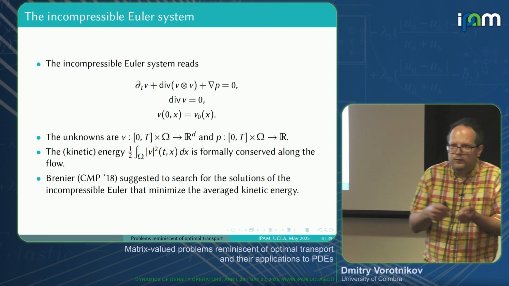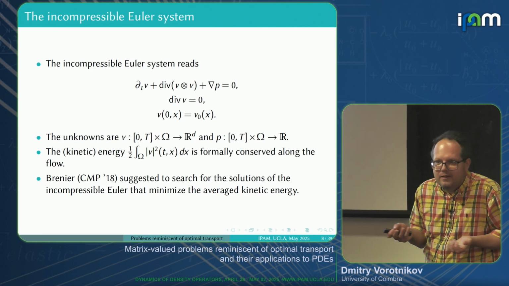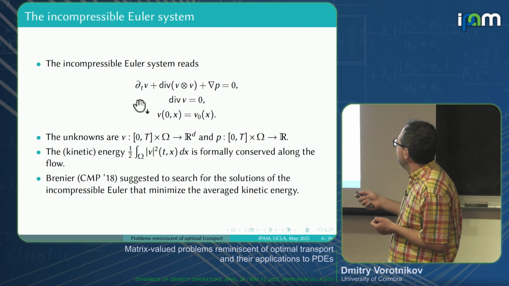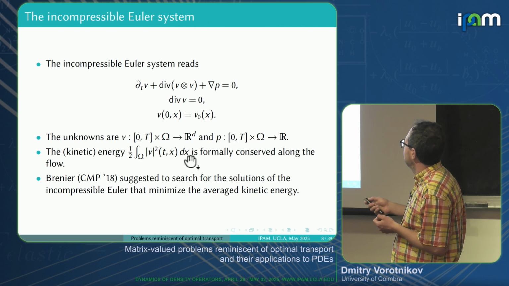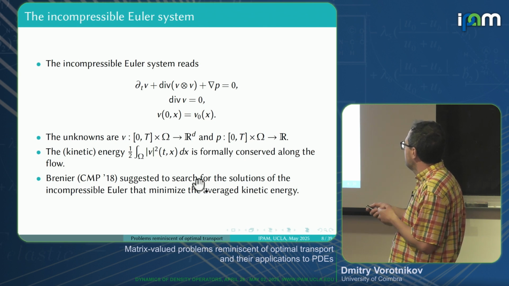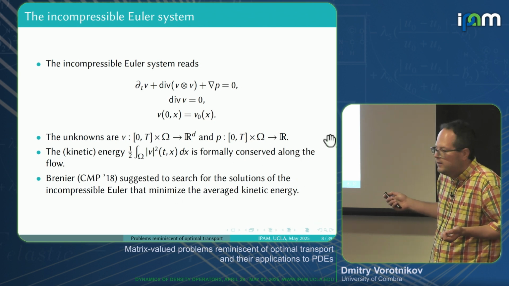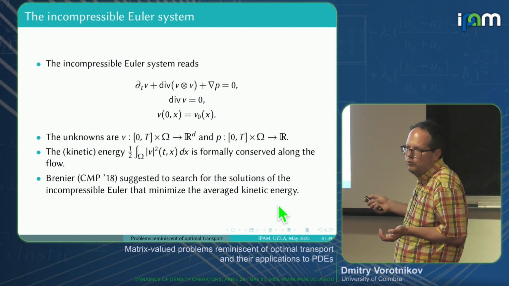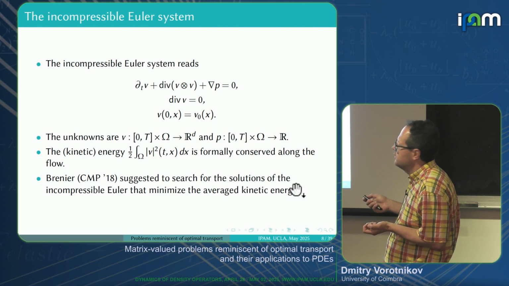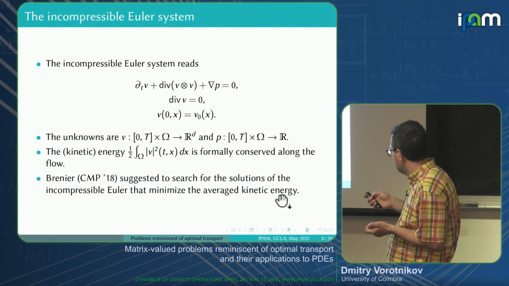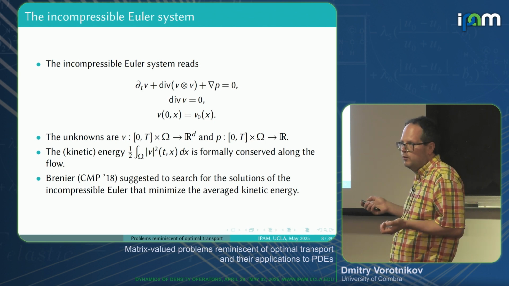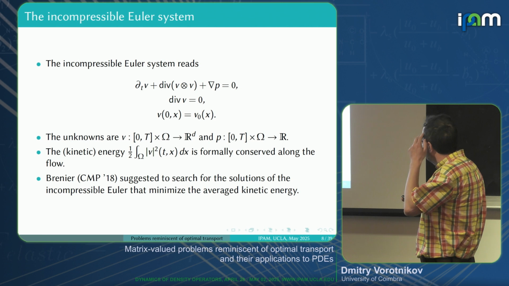Now you can play this game with other PDEs. In particular, a good example is the Euler equation. Again, you take the Euler equation, the kinetic energy is formally conserved, but for weak solutions, it's not guaranteed. So again, you look for the weak solution which would minimize the total Lagrangian action, the integral of the kinetic energy. And this is not nonsense, because if the solutions are not smooth, they are not obliged to conserve the energy.